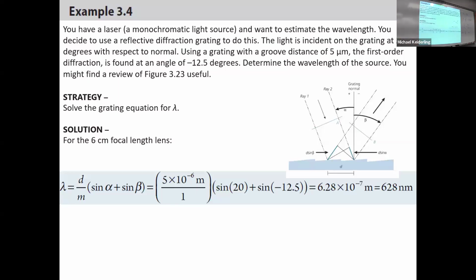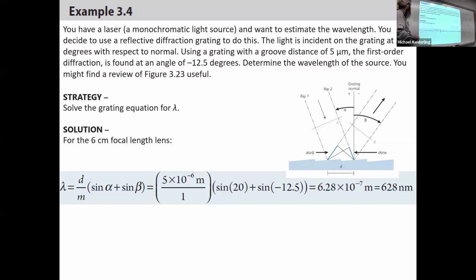If you have a laser and you want to estimate the wavelength, you decide to use a reflective diffraction grating to do it. The light is incident on the grating at 20 degrees with respect to the normal. Using a grating with a groove distance of 5 micrometers, the first order diffraction is found at an angle of minus 12.5 degrees. Determine the wavelength from the source.